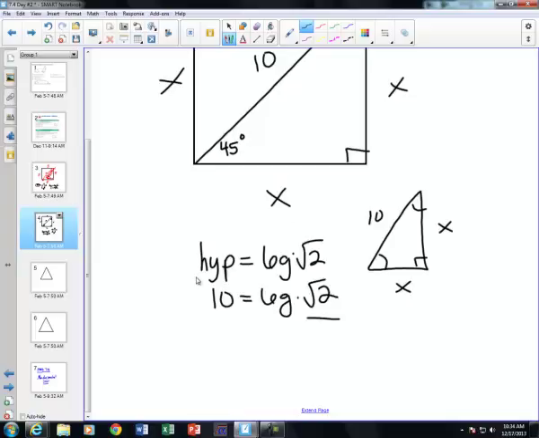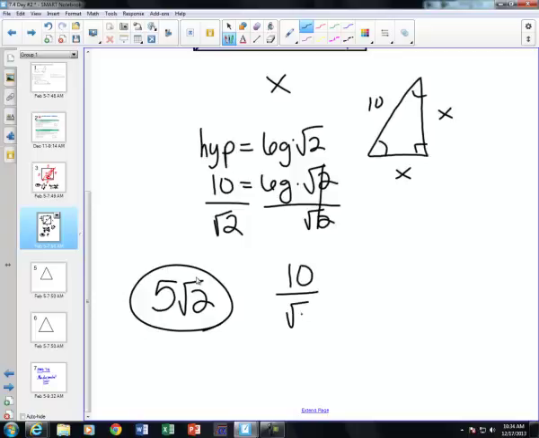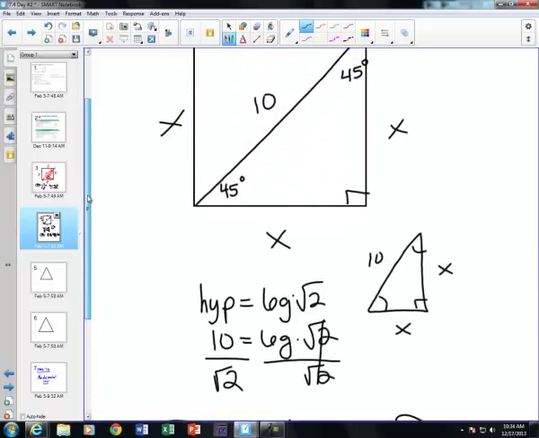And so to get the leg lengths, which would be the sides of my square, I'm dividing by root 2. Well, the shortcut: divide 10 by 2, attach a root 2. So my answer would be each side is 5 root 2. If you did it the long way, you'd multiply by the root over itself. You get 10 root 2 over 2. This would reduce to 5 root 2. So either way, your answer is 5 root 2. So each side of the square is 5 root 2 units long.